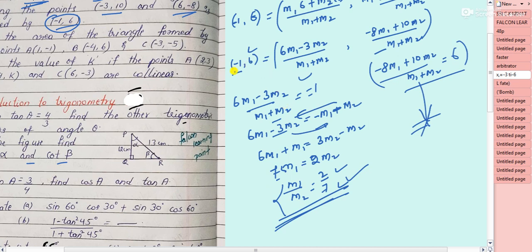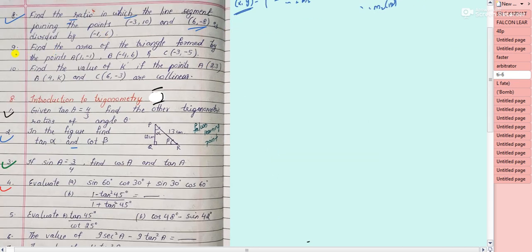Got it? Yeah, moving to the next question now. So the next question is the ninth one. Find the area of the triangle formed by the points this, this and this. Okay, so the area of triangle formula you have to write directly. This is 1 comma minus 1, this is minus 4 comma 6, and minus 3 comma minus 5.